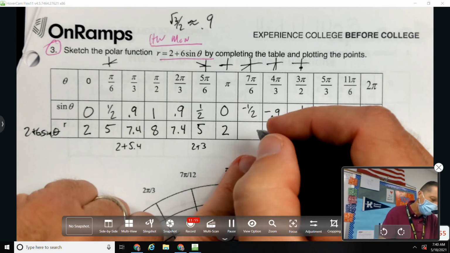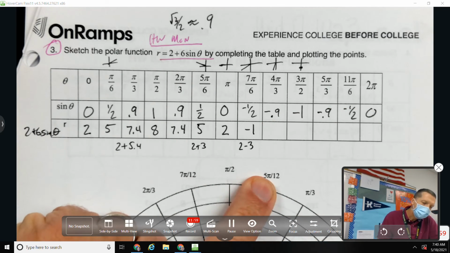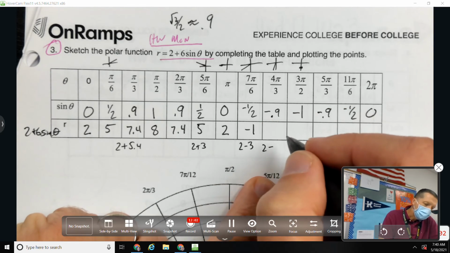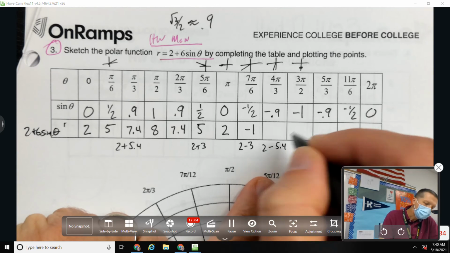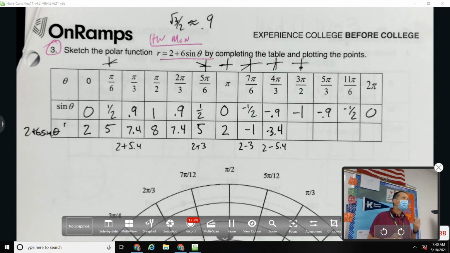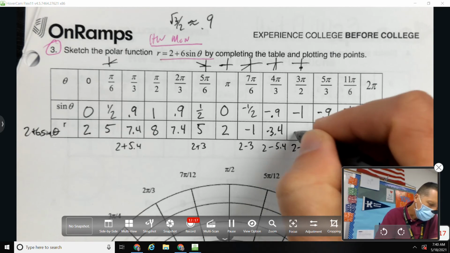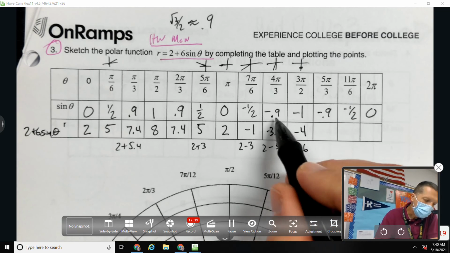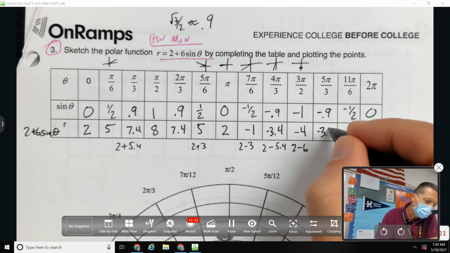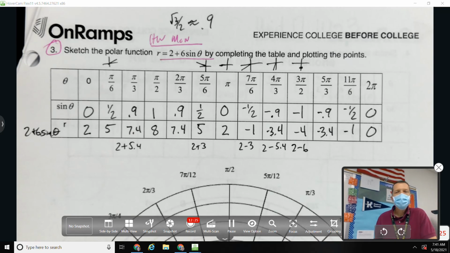Now I got negatives. So this will be 2 minus 3 is negative 1. 2 minus 5.4 is negative 3.4. Again, we're doing a lot of little bitty math steps that we assume you can handle. 2 minus 6 is negative 4. And then we start repeating some things. So negative 3.4, negative 1, and 0.